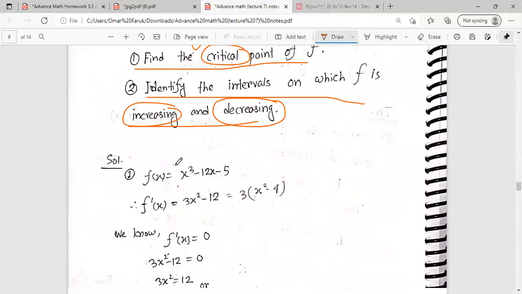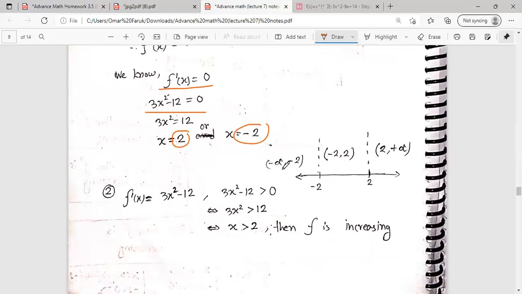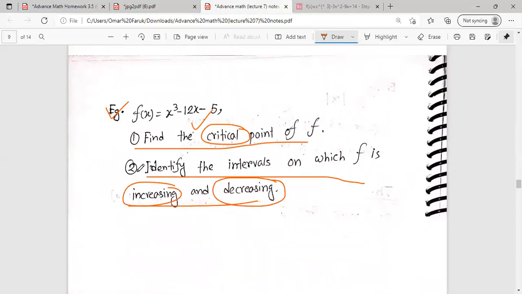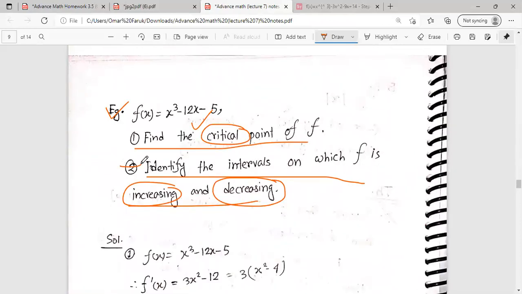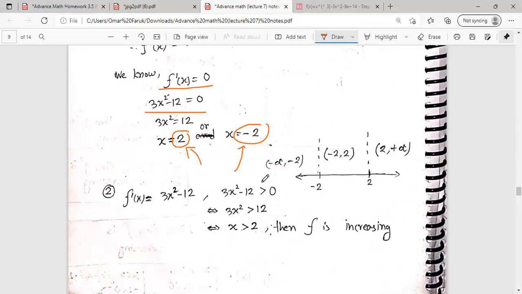So the critical point will be where the derivative of x equals 0. Then find the value of x. This is 2 and minus 2. So we know that these two, 2 and minus 2, are our critical points. And for number 2, identify the intervals on which the function is increasing and decreasing. That means if increasing, right?